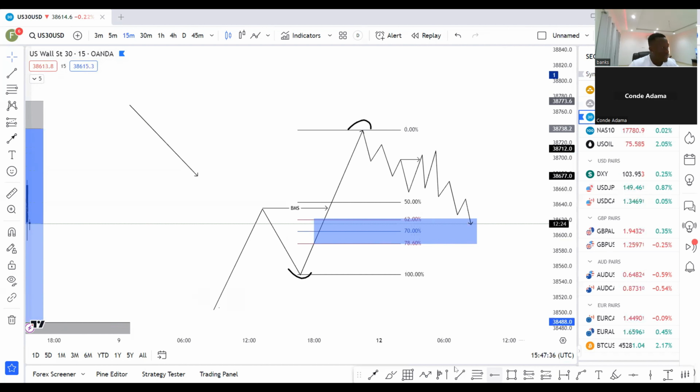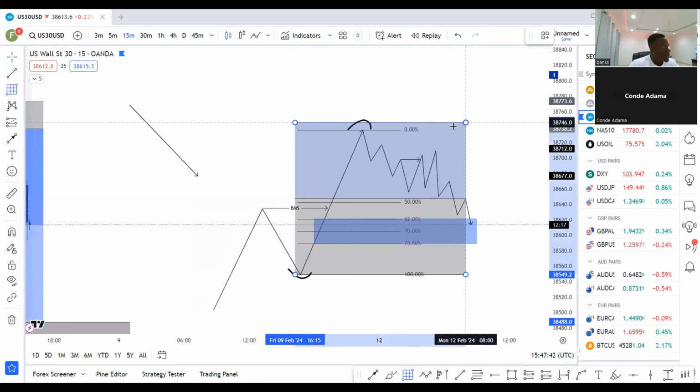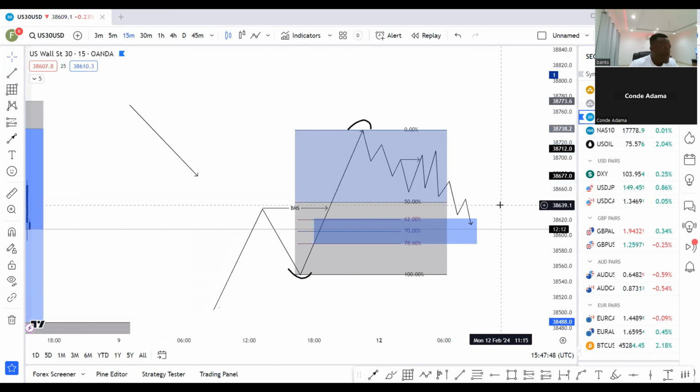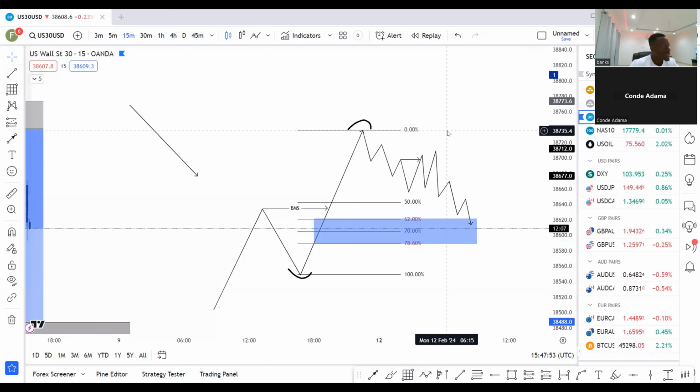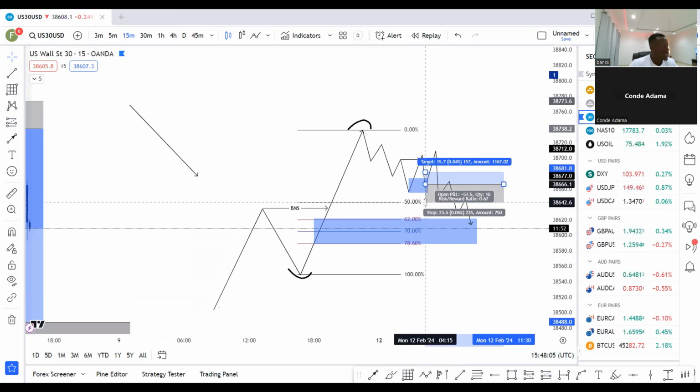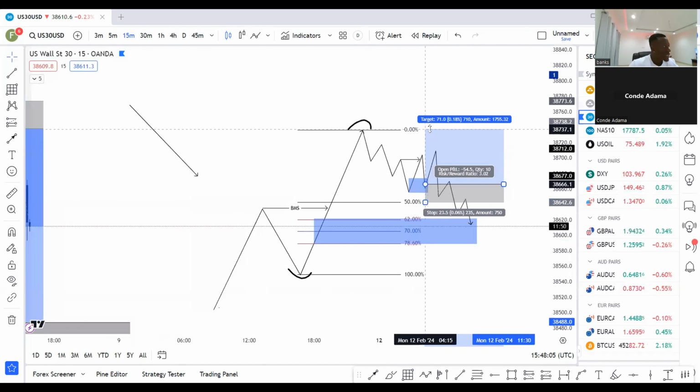But where did this market structure shift happen? It happened inside our premium price. It has not even gotten to the equilibrium, which is the 50% of this whole impulse move. So the mistake most people make is the moment they see this market structure shift here, they start identifying their demand levels here to take an entry to the upside. You will take the entry, and price would actually react to your entry. You'll be targeting here, right?